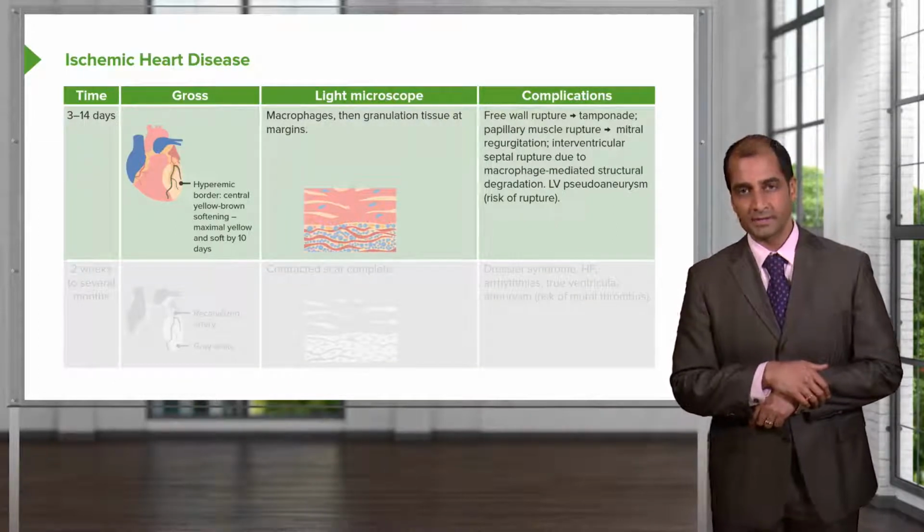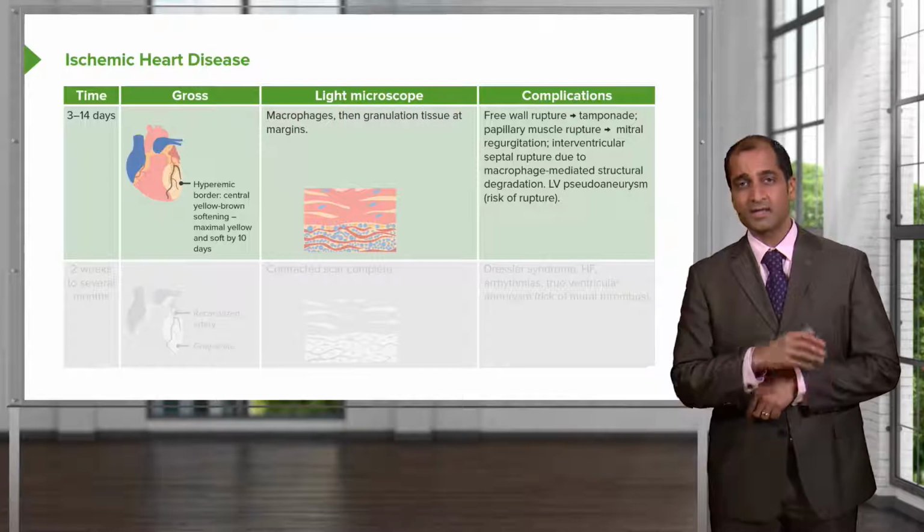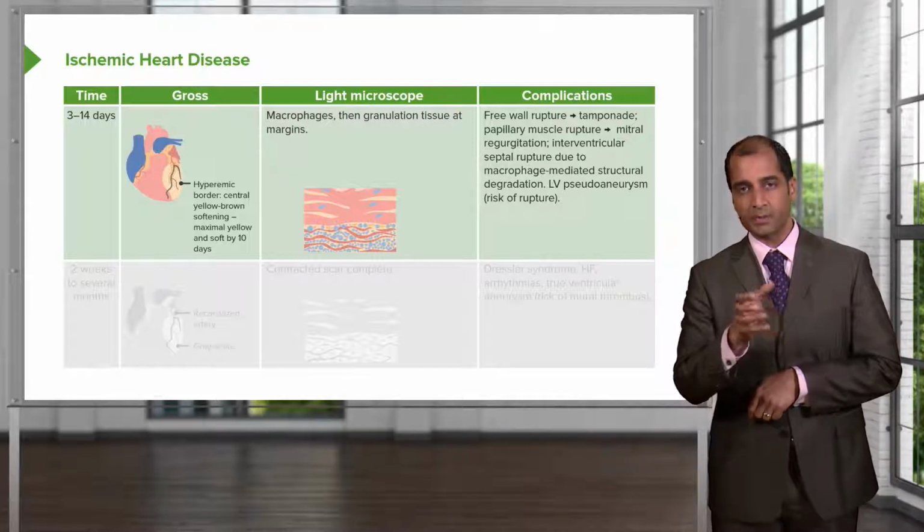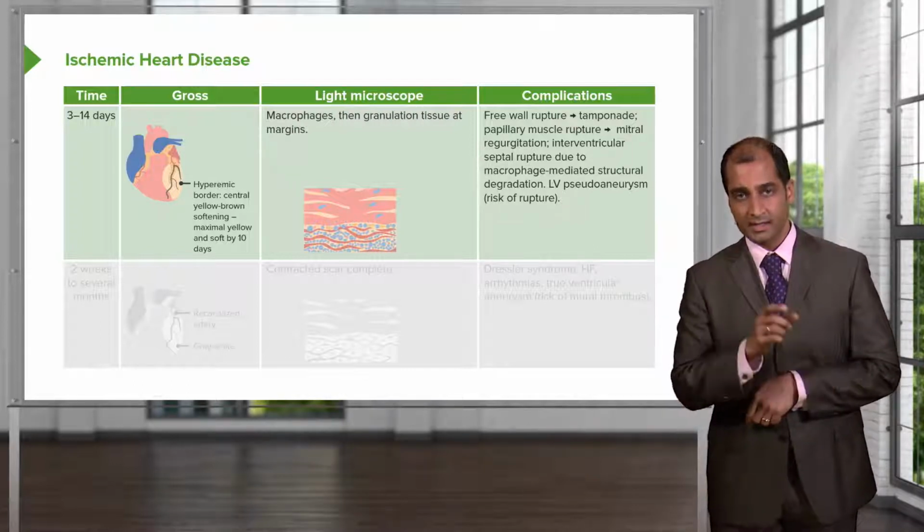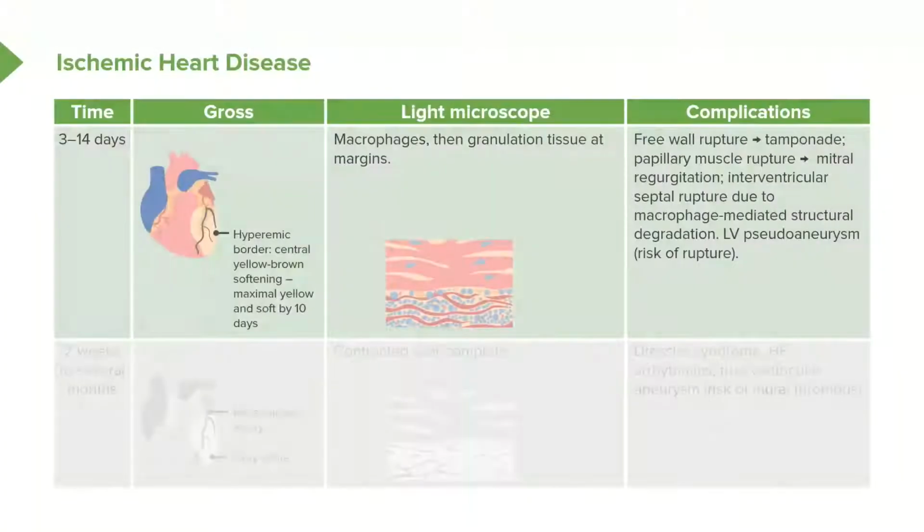Let's go to 3 to 14 days. So now we're beyond 3 days. We're getting into weeks. So now the neutrophils are going to be replaced by whom? Macrophages, and take a look at the cartoon there. That is hyperemic. What does that mean? That means that after 3 days, the heart and the tissue is trying to recover.